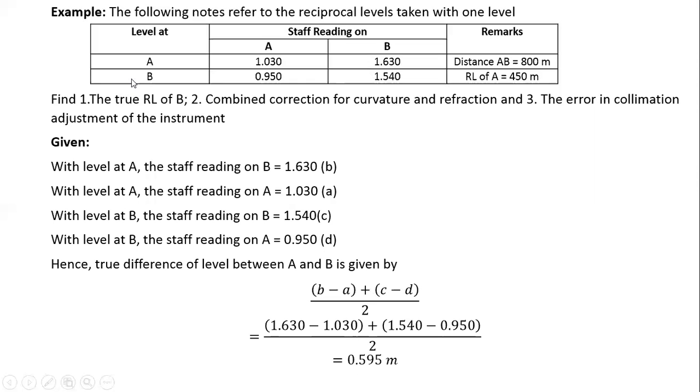So you have to find out what will be the true RL of B. The RL of A is given to you. So how to calculate the RL of B? RL of A is 450. Now here from A to B is a fall. So this means that I have to subtract the true difference of level between A and B from here. This is a minus sign here, because there is a fall from A to B. If there is a rise from A to B, then I have to add it. So this is the RL of B.